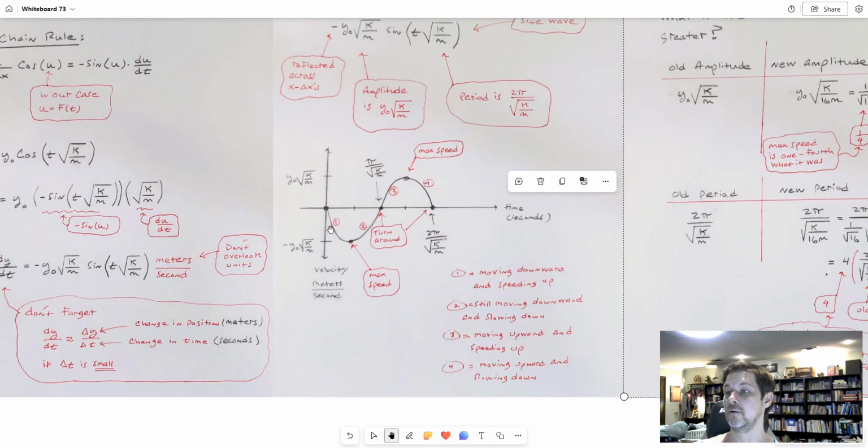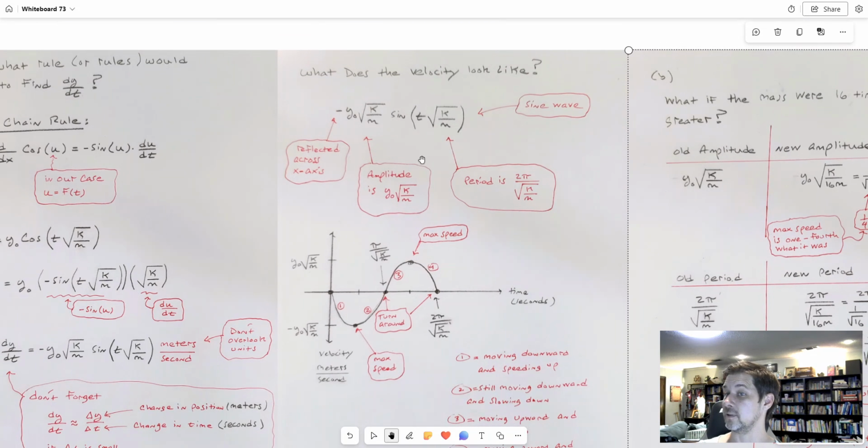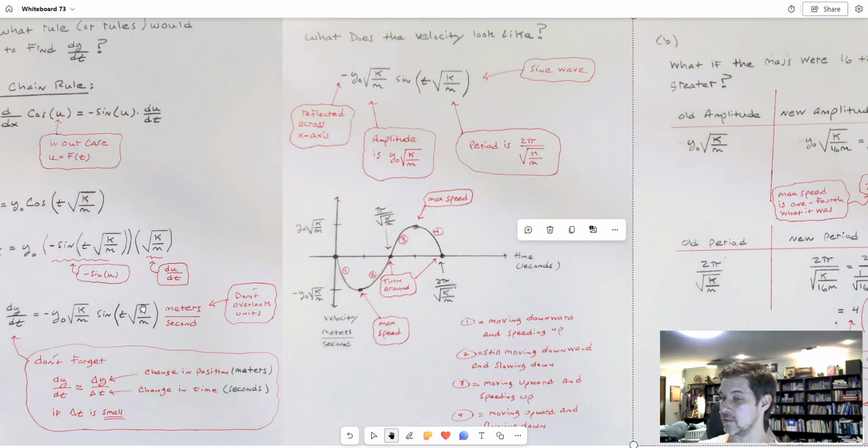So I graphed it. We have velocity on the vertical axis, because that's what this tells you, and time on the horizontal axis. Velocity in meters per second, time in seconds. So here's a sine wave, reflected from what it would normally be, going down to a minimum and up to a maximum of y naught root k over m, having a period, or horizontal distance to complete one cycle, of 2 pi over root k over m.